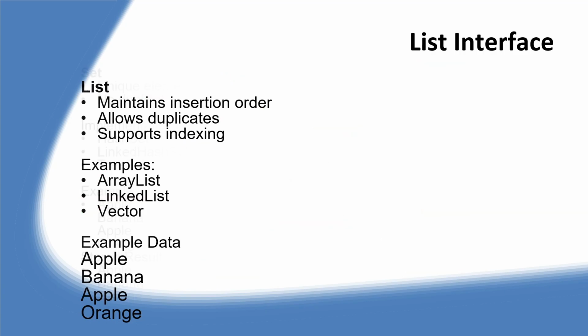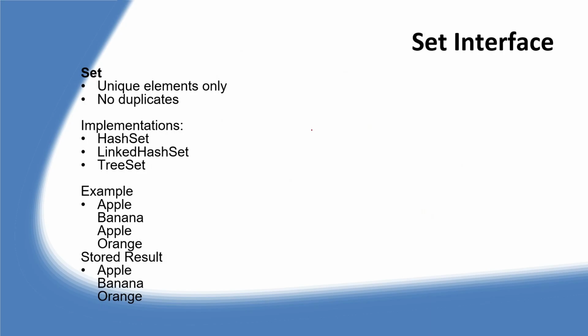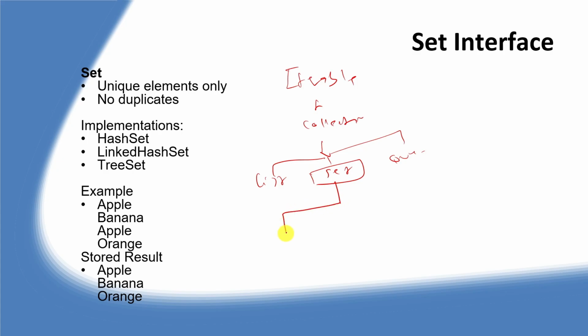Now we will go to the Set interface. I hope now you are able to trace the location of Set. So we have Iterable, then Collection interface, then List, Set, and Queue. So this is the Set interface, and the implementation classes of Set are HashSet, LinkedHashSet, and TreeSet. So these are the three implementation classes of the Set interface.